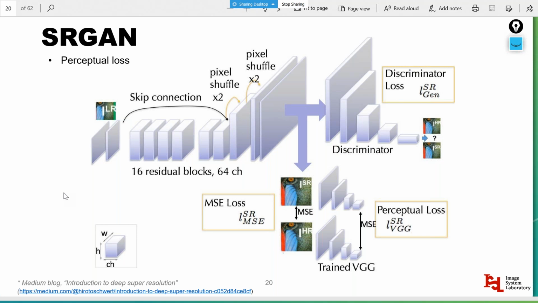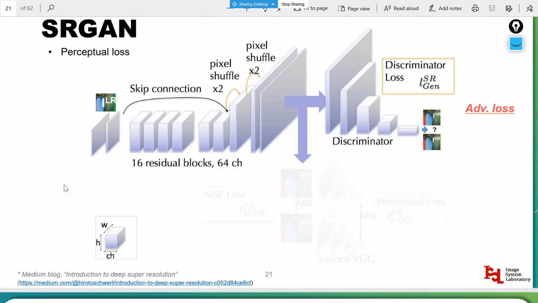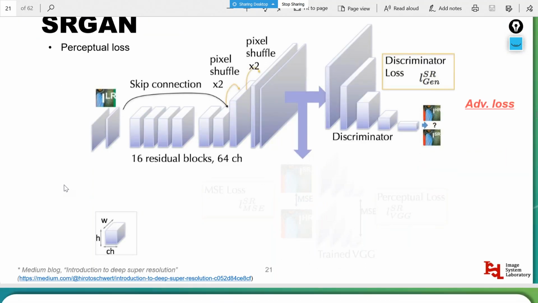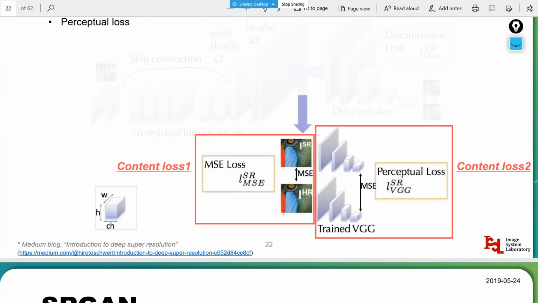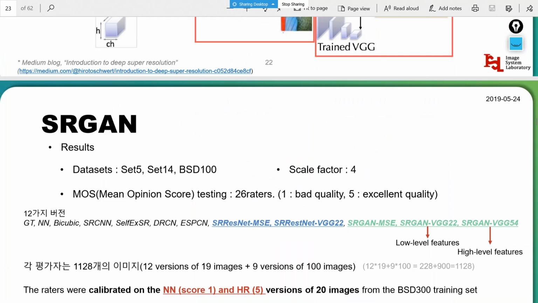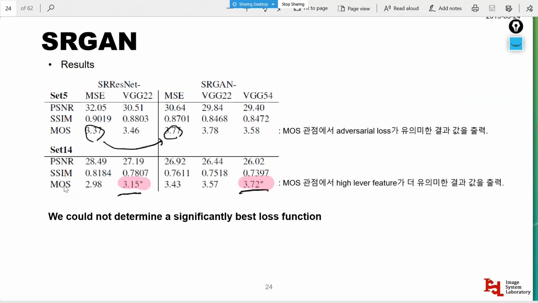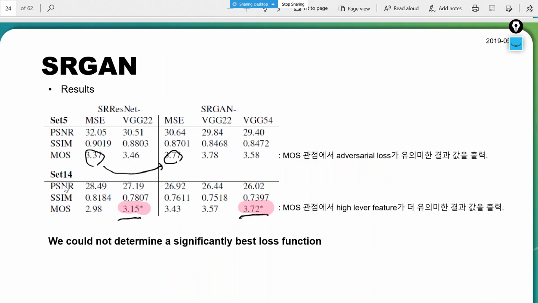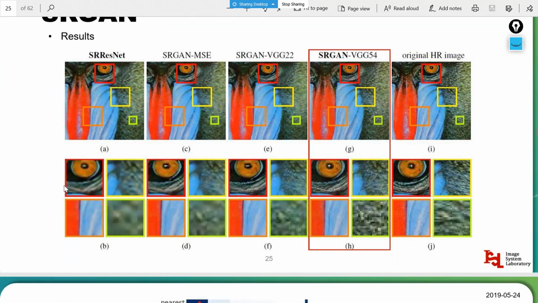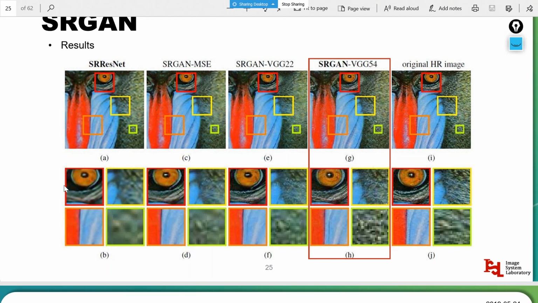So pixel shuffling is also a vector operation, that 4x4 or whatever your scale vector is. Okay, this all you understood, right? Yeah, the rest everything is fine. This all is what the metrics are and what the loss function is, everything.